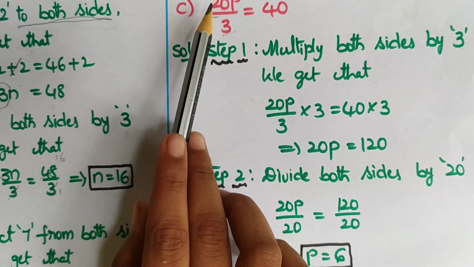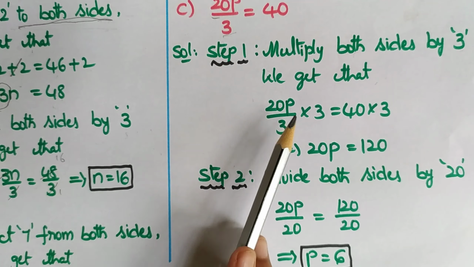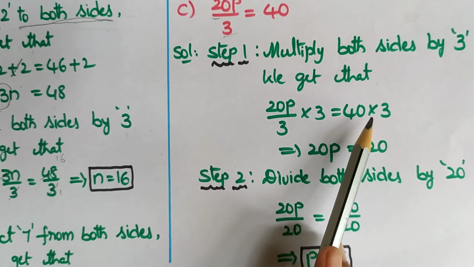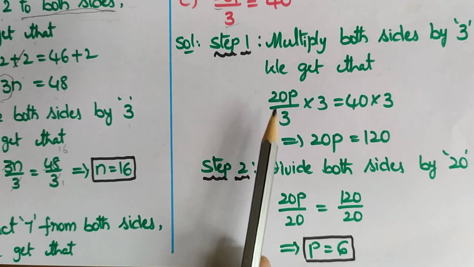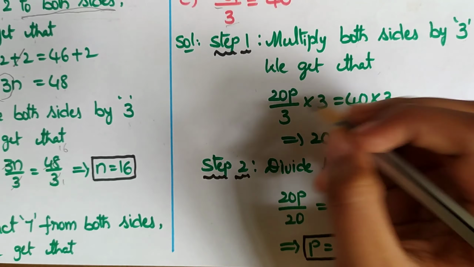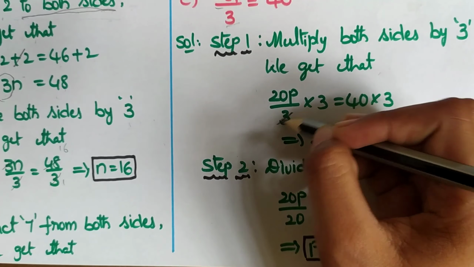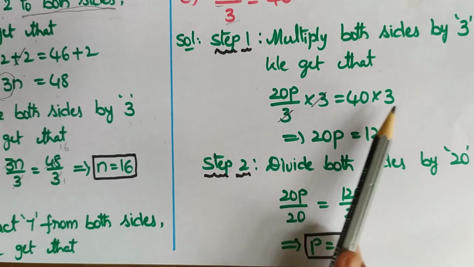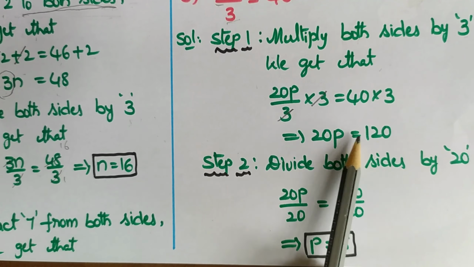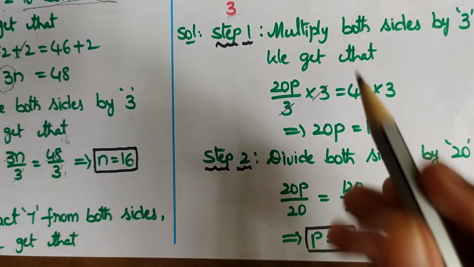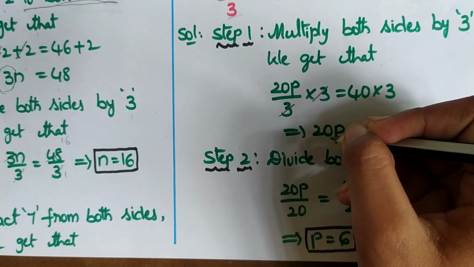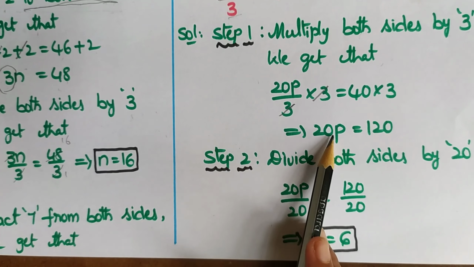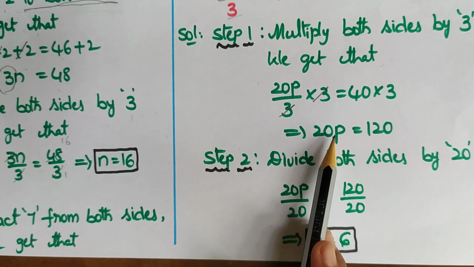We get that 20p by 3 into 3 is equal to 40 into 3. Now here 3 get cancelled. And we are left with 20p is equal to 40 into 3 is 120. So 20p is equal to 120. Now you see here friends, 20p means 20 into p. So here 20 into p means multiplication.